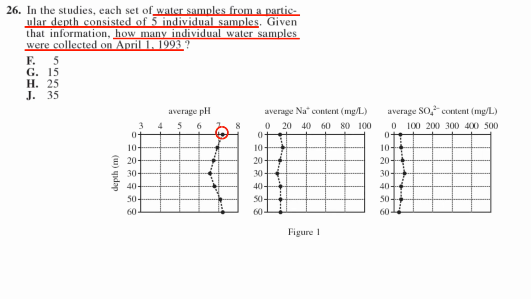In the studies, each set of water samples from a particular depth consisted of 5 individual samples. How many individual water samples were collected in 1993? So each depth is 5, so we're just going to count them. 5, 10, 15, 20, 25, 30, 35, and our answer is J.